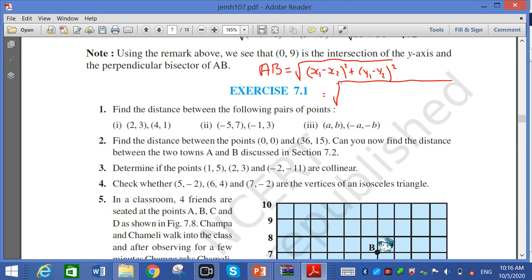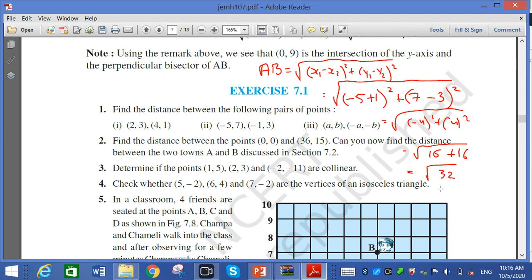Now x1 is minus 5, x2 is minus 1, so minus minus becomes plus 1, whole square. y1 is 7, y2 is 3, whole square. So minus 5 plus 1, that is minus 4 square, that is 16, plus 7 minus 3, again 4 square, that is 16. So under root 32, that is 16 twos, so 4 under root 2. So that way there are 10 sums.